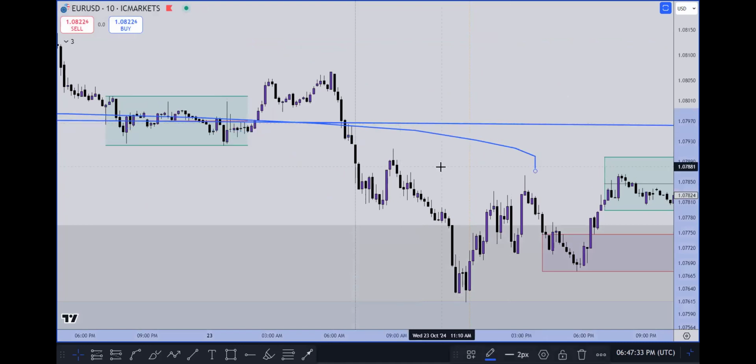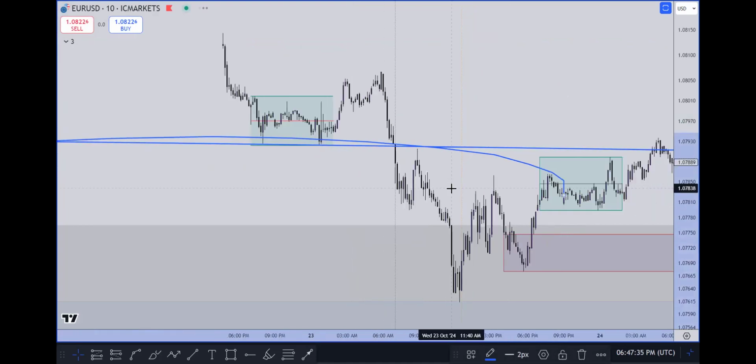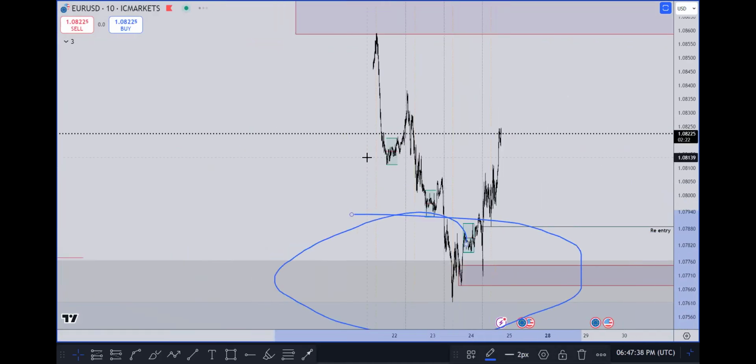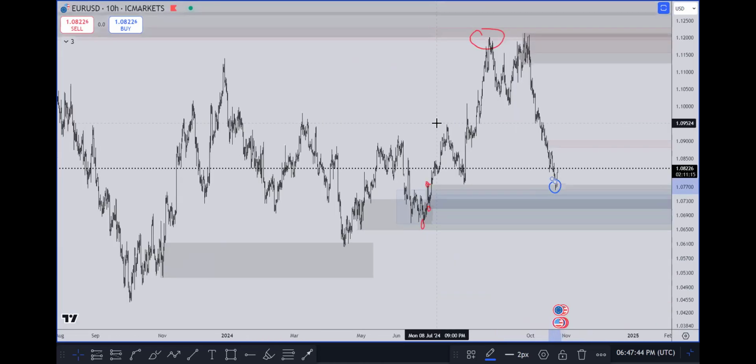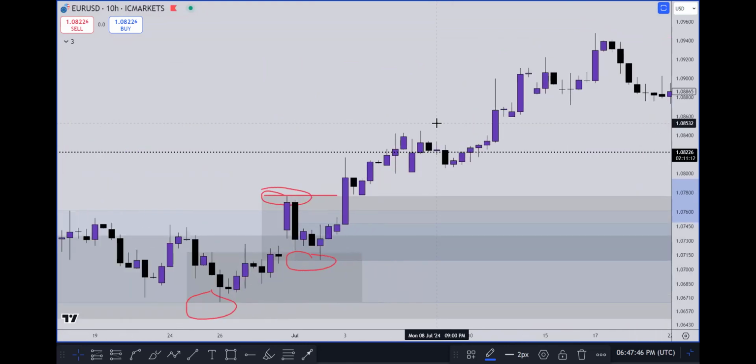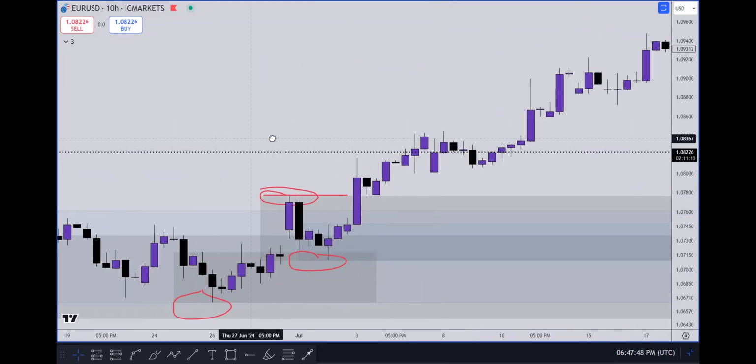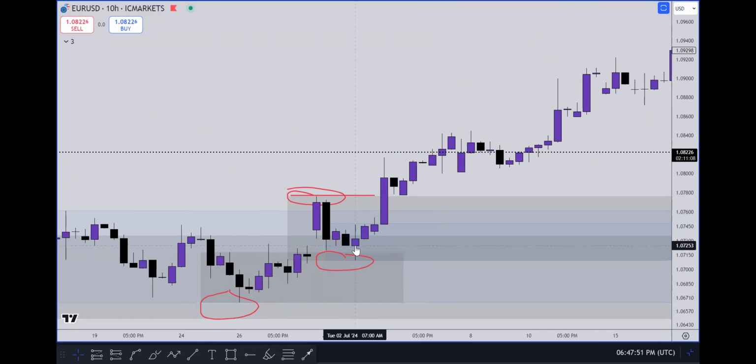Now, in real time, you also want to try and manipulate price like this. All right, exactly. So you can see on the 10-hour time frame, now we have our engulfing candle on the 10-hour time frame. So this is on the daily time frame. This is on the 10-hour time frame.